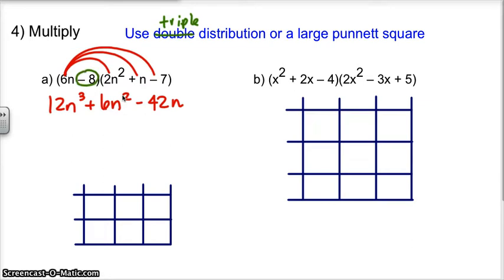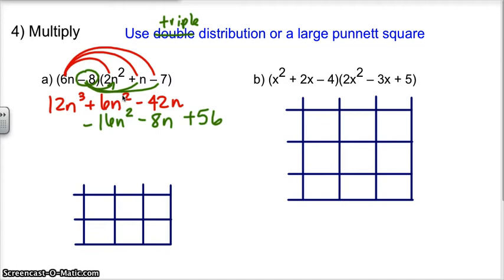I'm going to stack my like terms because otherwise I'm going to have a problem that takes up a ton of space. I'm going to go right below. -8 times 2n squared is going to give me a -16n squared. Notice I put it right under the other squared term. -8 times n is a -8n. -8 times -7 is a +56.